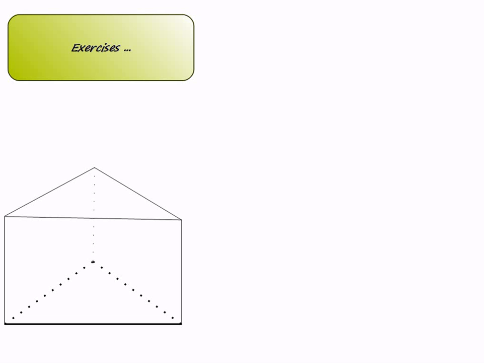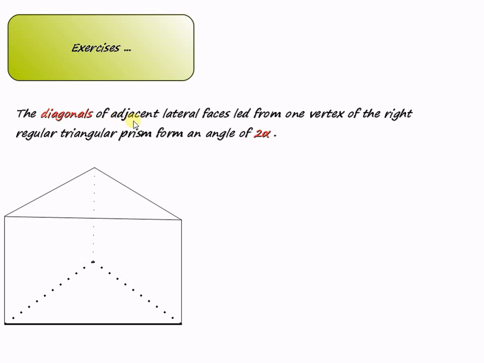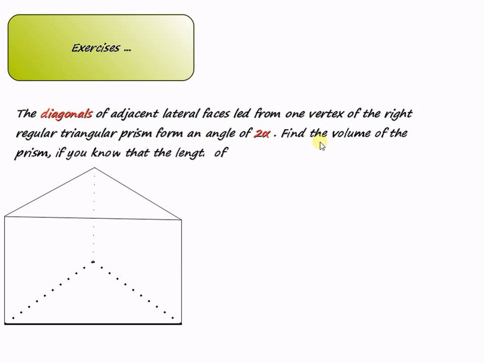Hello everyone, today I'm going to show you how you can solve some type of geometric problems involving a prism and its volume. So let's have a look at our task first. The diagonals of adjacent lateral faces led from one vertex of the right regular triangular prism form an angle of 2 alpha. Find the volume of the prism if you know that the length of the edge of the base is equal to a. We are asked to find the volume of the prism drawn below.